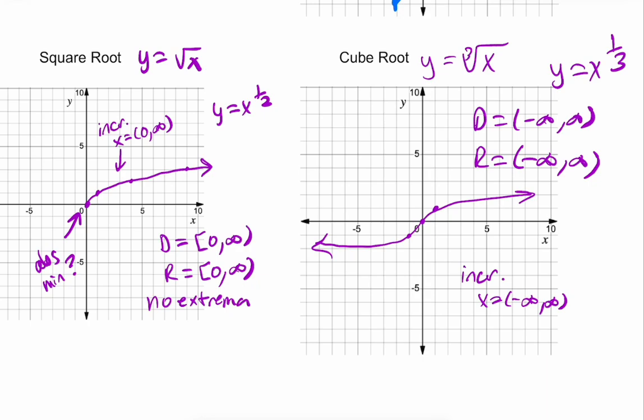Like, think about it: to take the cube root of some number and get even 100, that number is a million. The cube root of a million is 100. So it takes a long time for it to get higher and higher, but it does eventually. There are no extrema. If you mess with the inside, you could possibly get some extrema, but for our purposes, you don't have any.